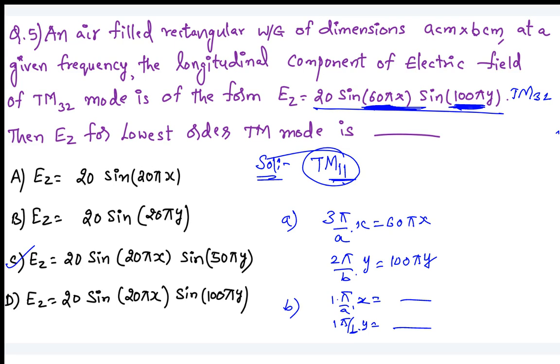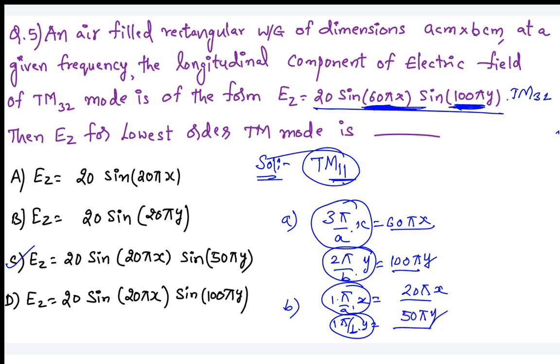So the first component, because this is 3 times of this is 60 pi, so 1 time of this one will be 20 pi. Similarly, 2 times of this value is equal to 100 pi, so 1 time will be 50 pi. Okay, you can get 20 pi x and 50 pi y. So in this way, you can verify the options.